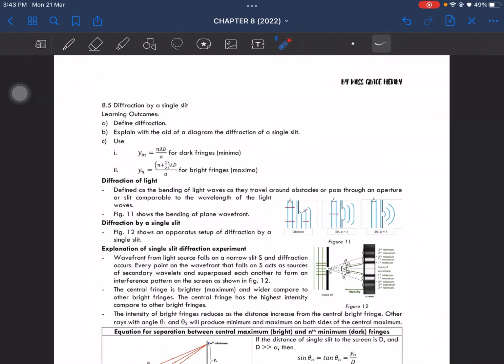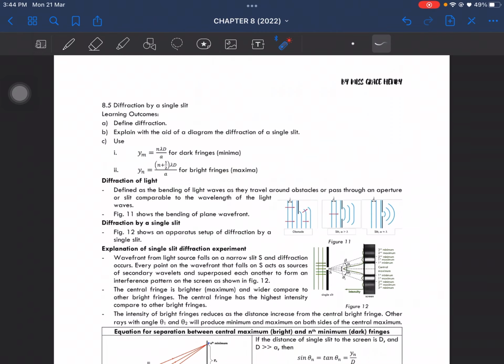Okay, second last subtopic, which is diffraction by a single slit. Just now was Young's double slit, now single slit. So you have to explain what diffraction is, explain with the aid of a diagram the diffraction of a single slit, and use these two equations.